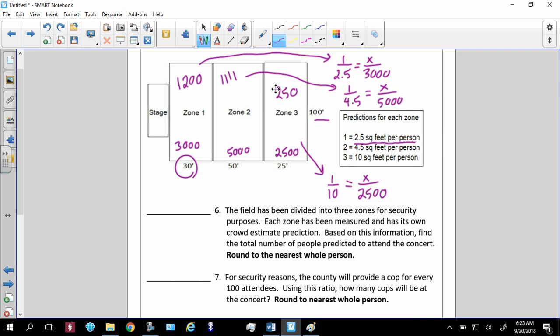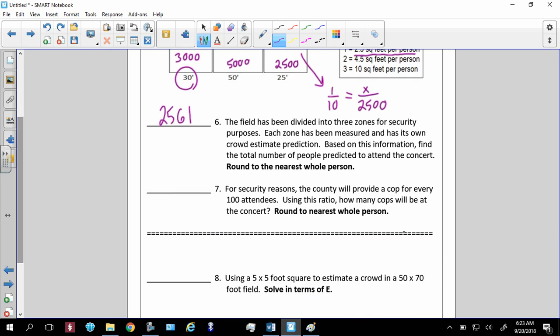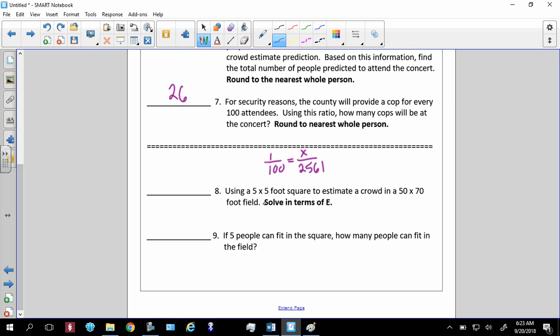So how many people ended up going to this concert? That ended up being 2,561. Now for security reasons, the county will provide a cop. All right, so 1 cop for 100 attendees is equal to how many cops over 2,561? Again, we're rounding here. And this is going to be basically 26 cops.